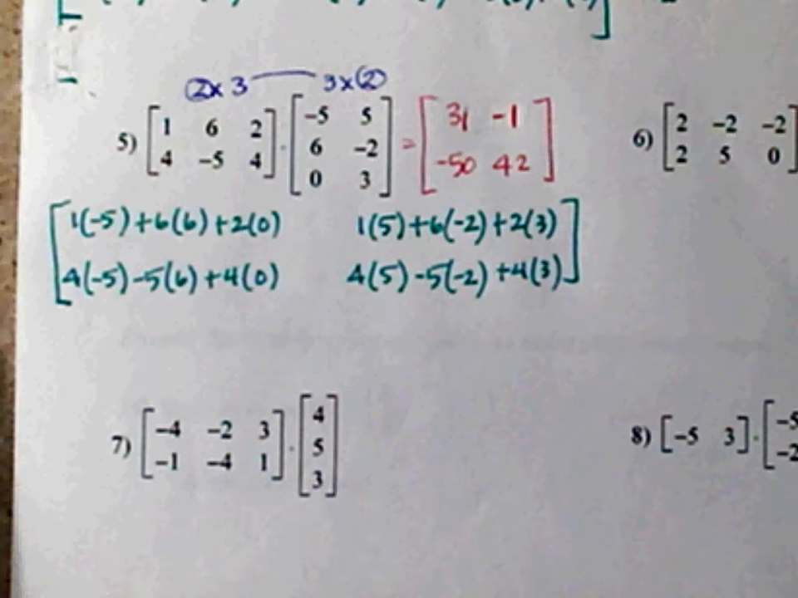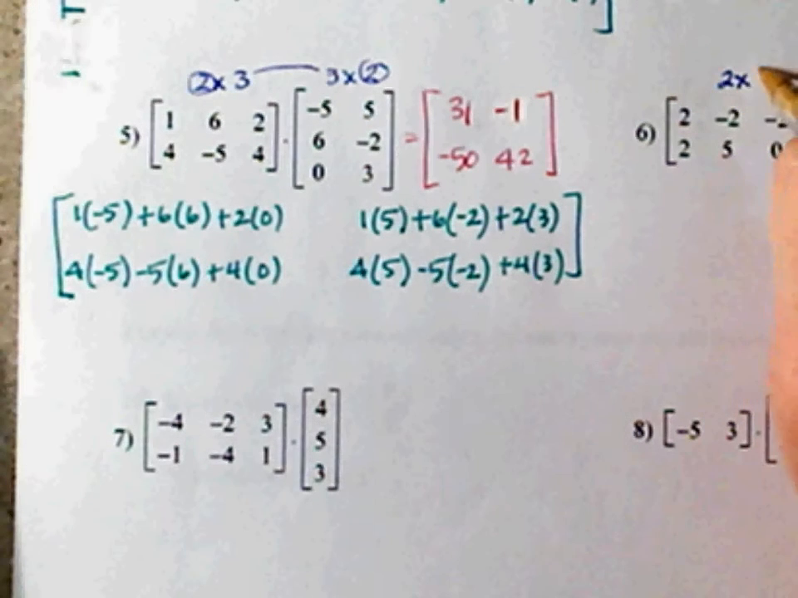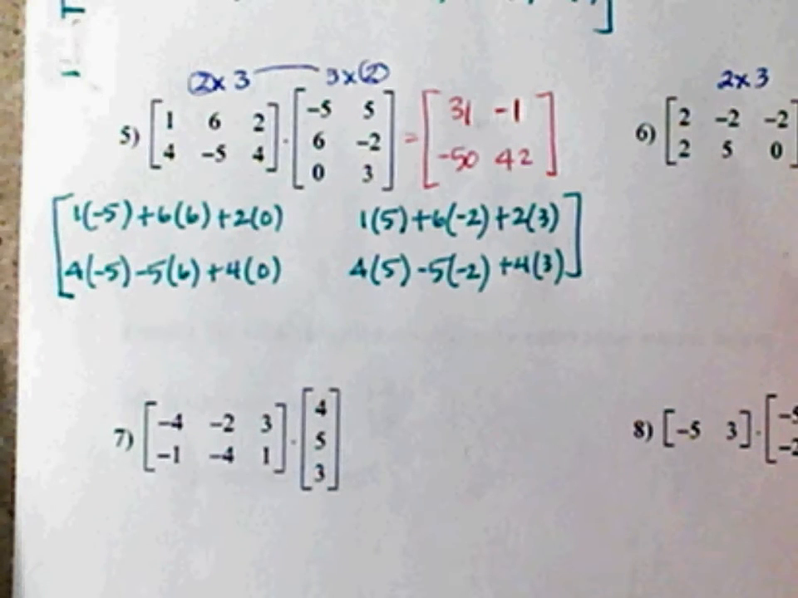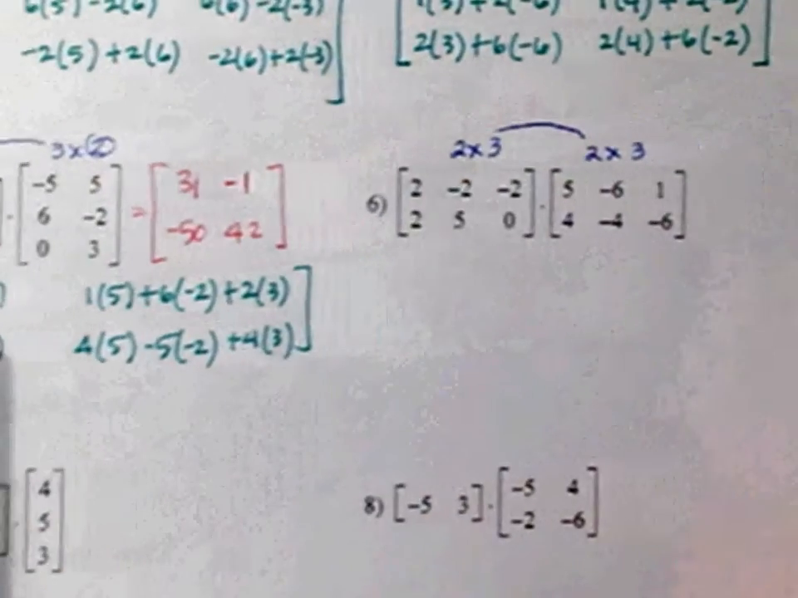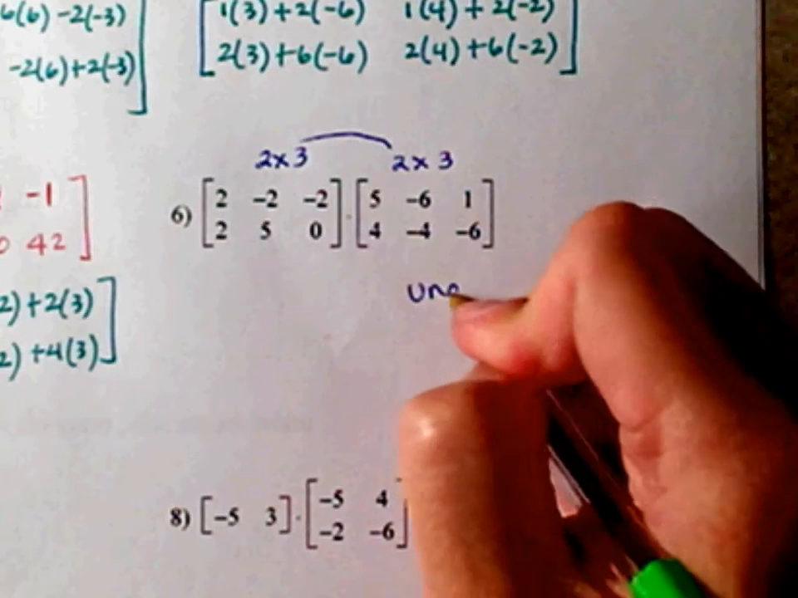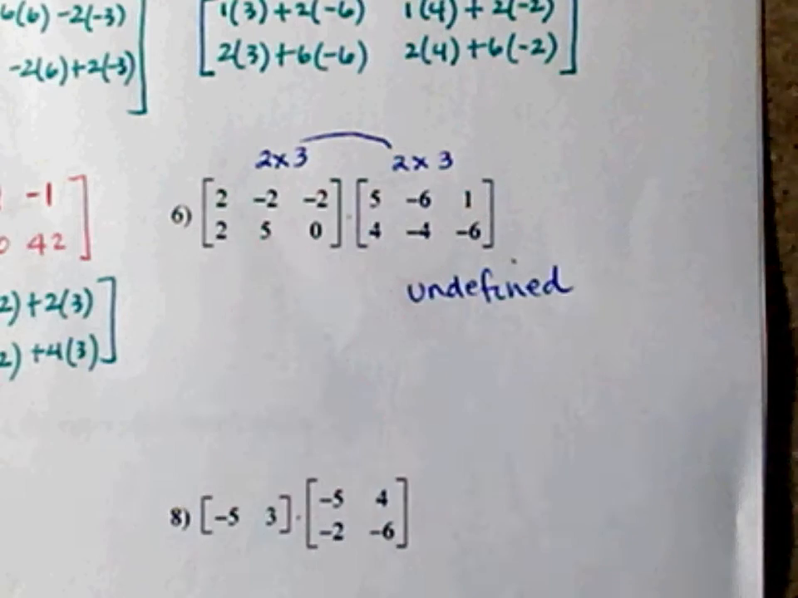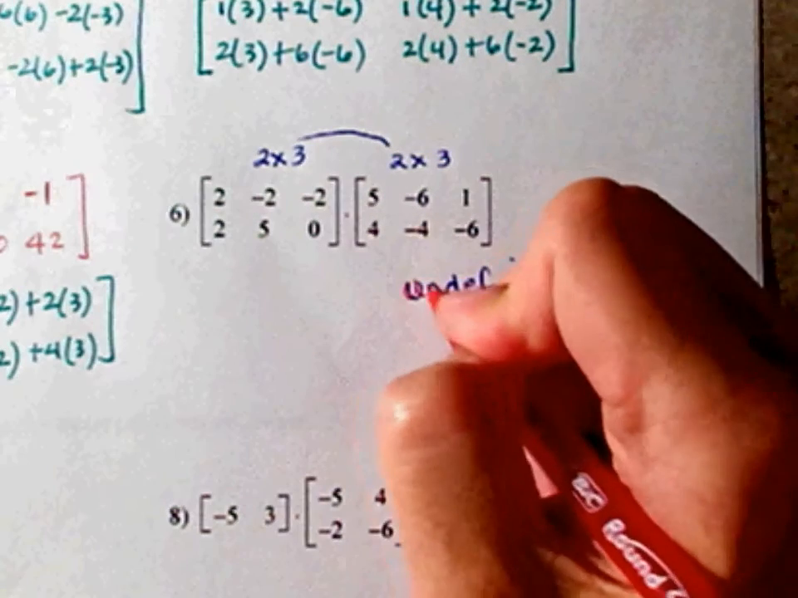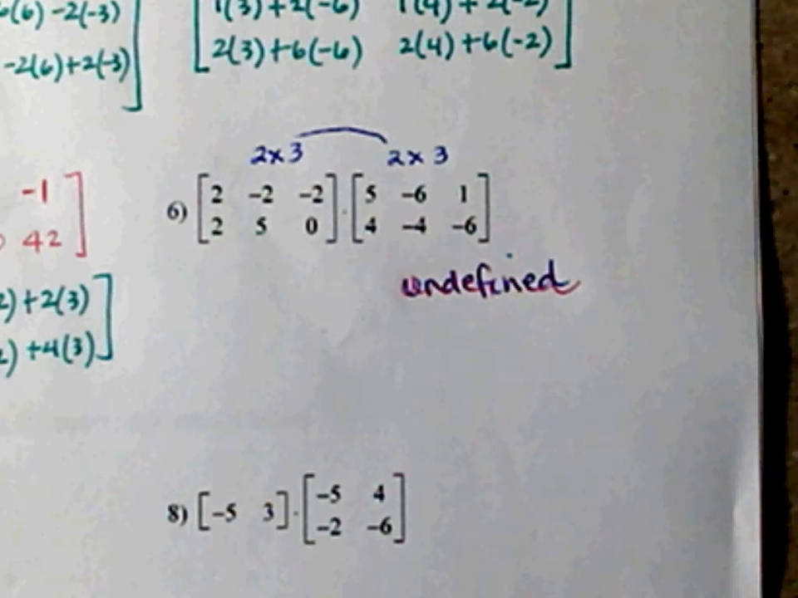Number 6. You have a 2 by 3 and a 2 by 3. Do you see how those are not the same on number 6? Since these two are not the same, you are not able to multiply them, and so your solution is undefined. And let me write that in red, because I've been doing it in red for all my solutions. So it's undefined, okay?